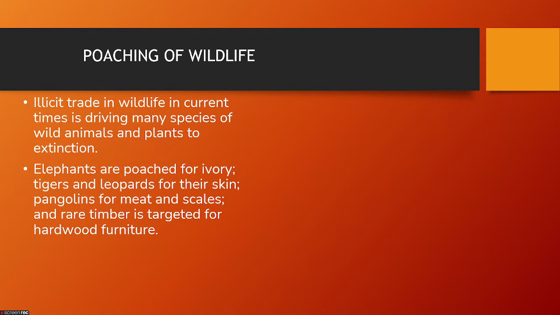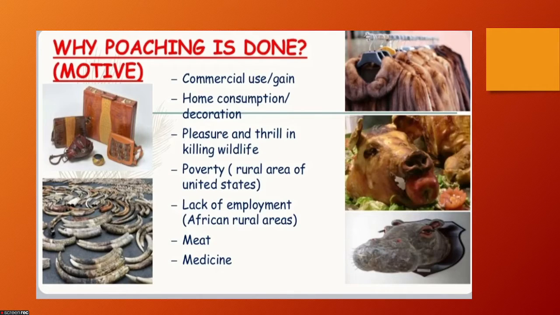Illicit trade in wildlife in current times is driving many species of wild animals and plants to extinction. Elephants are poached for ivory, tigers and leopards for their skin, pangolins for meat and scales, and rare timber is targeted for hardwood furniture. Now basically we'll see why poaching is done.